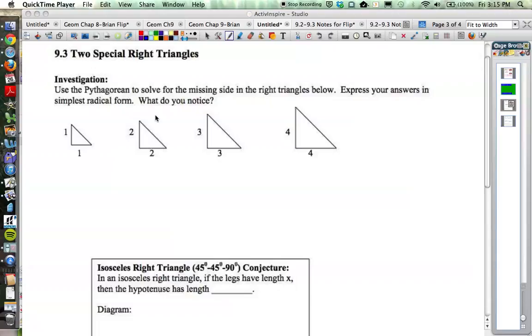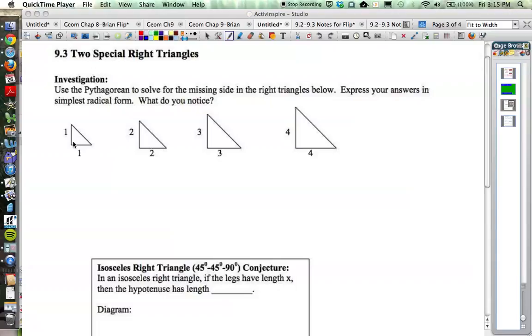The investigation says, use the Pythagorean theorem to solve for the missing side of the right triangles below. Express your answers in simplest radical form. So last time we looked at how to change a number into simplest radical form, and we'll need that here to notice the pattern. So let's start off with Pythagorean theorem on the first triangle here.